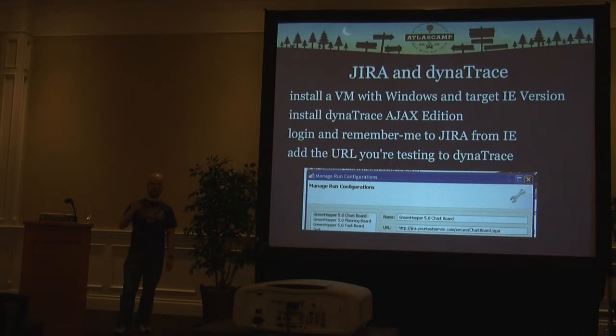You open Internet Explorer, you log into JIRA, and you check the Remember Me box, so you don't always have to do the same. And you can directly jump to the page that you actually want to see. Then you take the URL with whatever GET parameters you need, you add it to Dynatrace, and you run it. So what will happen next is Dynatrace actually opens an Internet Explorer page. It has an ActiveX plugin installed, so it can record the call times. It loads the page. You can do whatever you want to see particular actions, and then it gives you back a result.